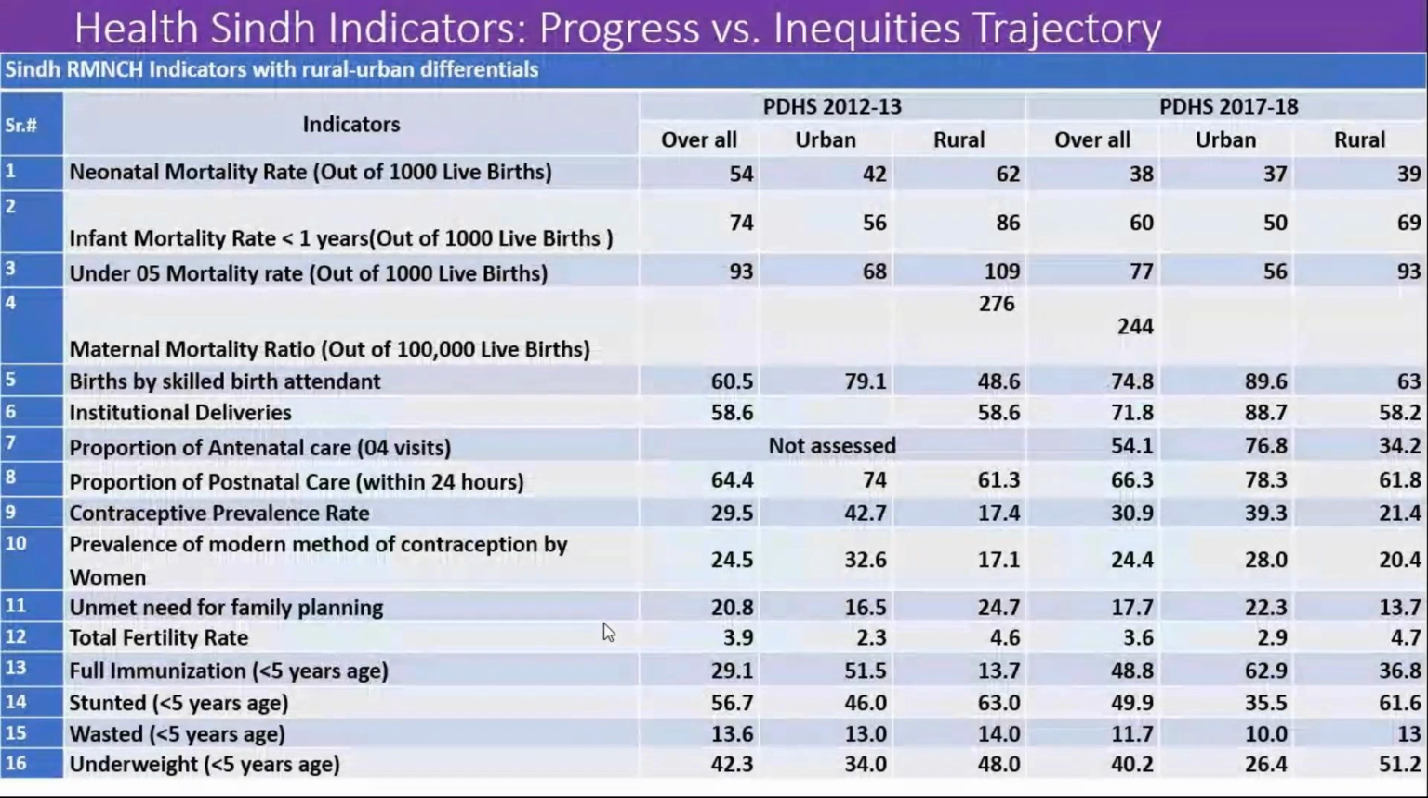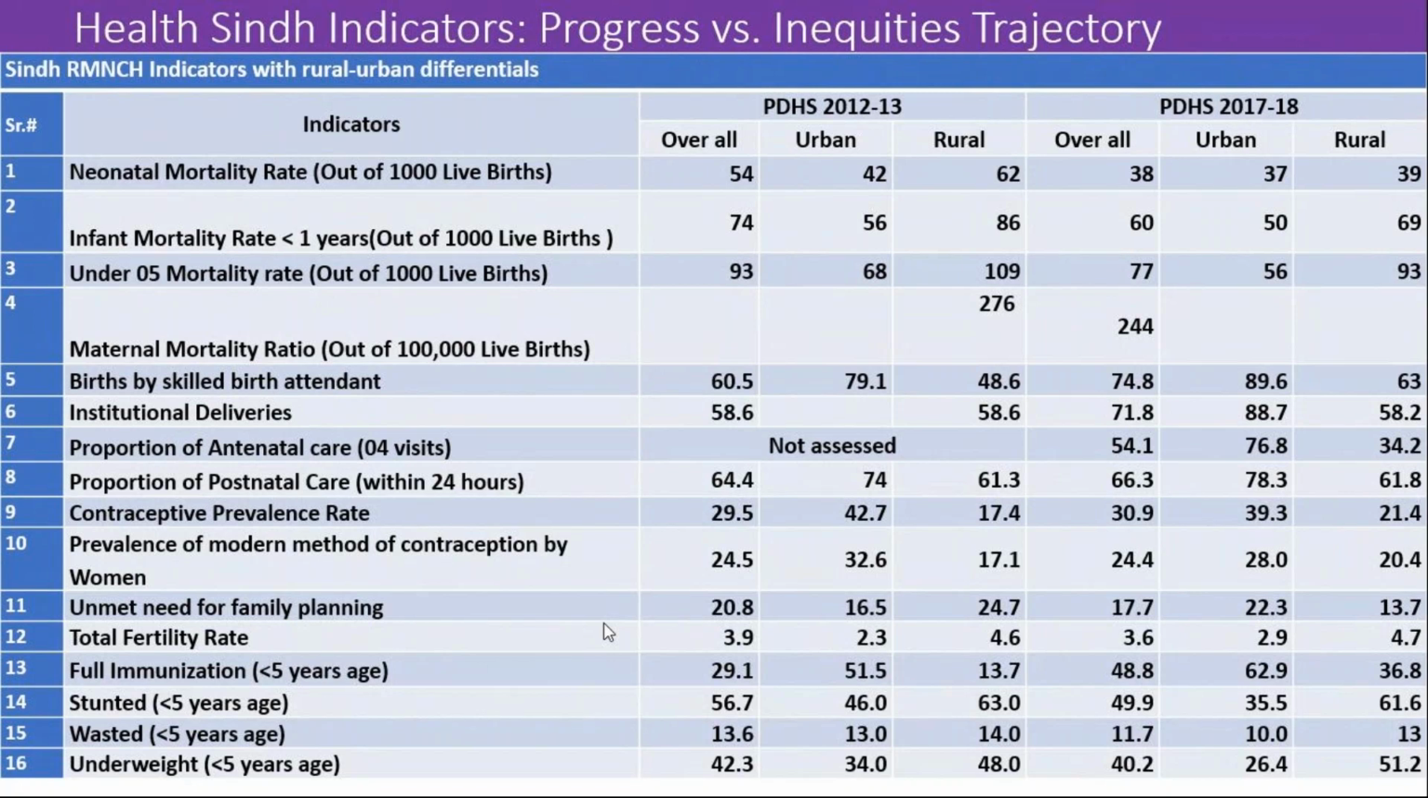Here I have looked at some of the health indicators which are essentially affecting the health of children and women, and I have noted that there is some progress, but inequities are also there. So the trajectory of progress and inequities is compared here.